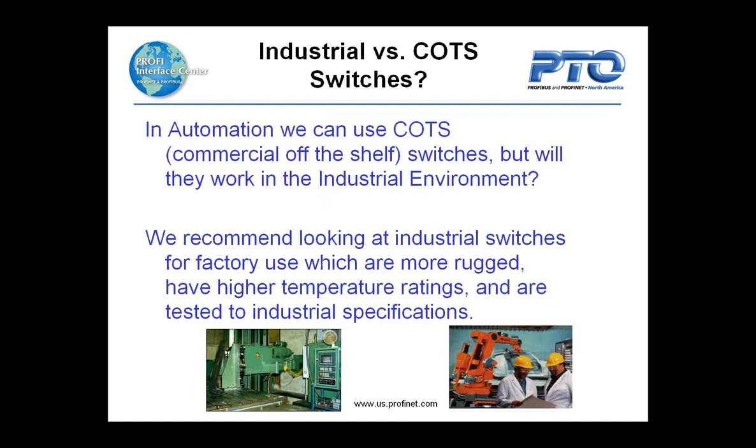In automation, we also can use commercial off-the-shelf switches, but the question is, will they work in the industrial environment? And I remember Carl blogged about this too. If you bought a switch at Best Buy, would it work? Well, it might for a while, but we recommend you look at industrial switches for factory use, because they're a lot more rugged, have higher temperature ratings for that environment, and are tested more to industrial specifications.